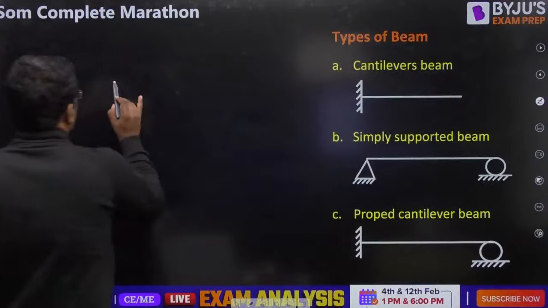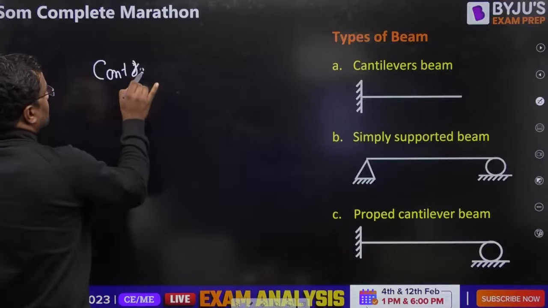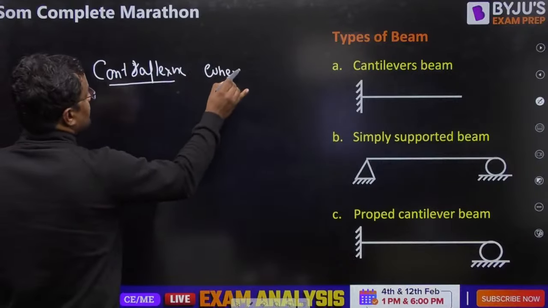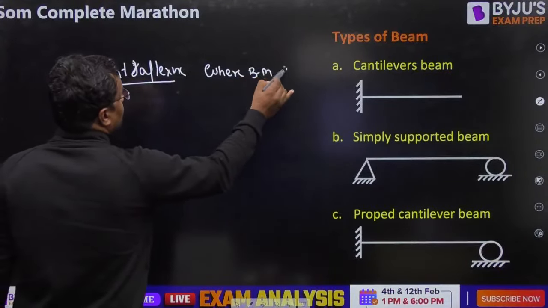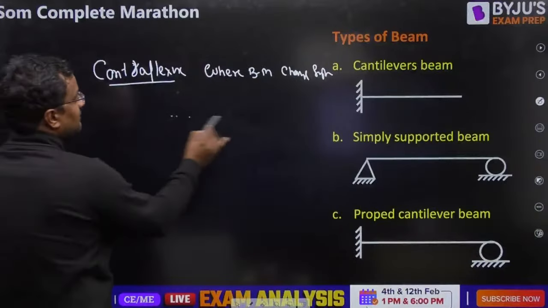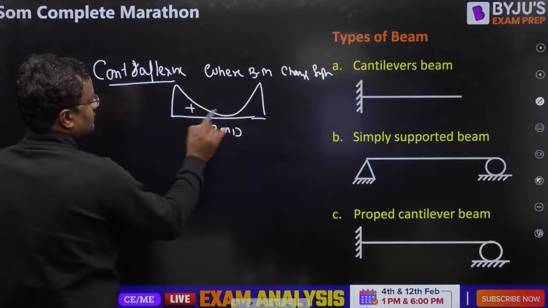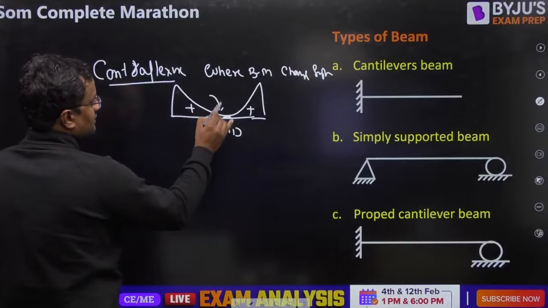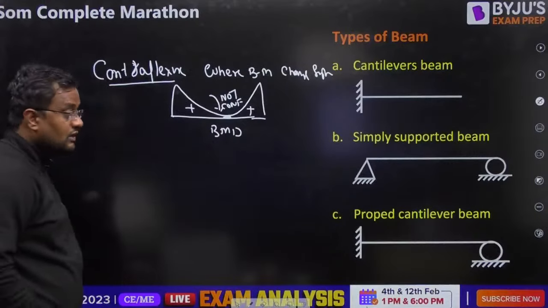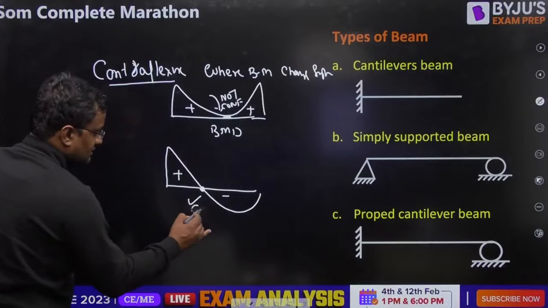Now, what is contraflexure? Where bending moment changes sign. See, if BMD is something like this, touching zero, this is not contraflexure. If BMD is like this, plus and minus, this is contraflexure.